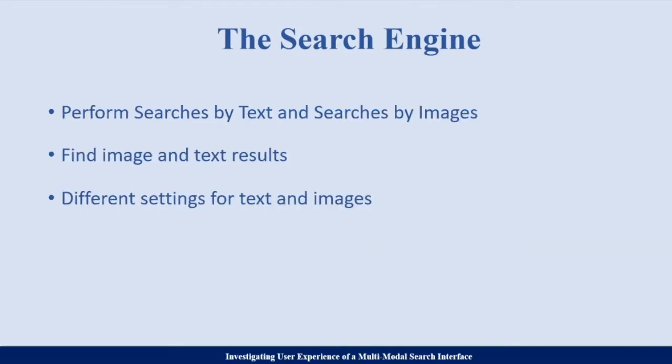The search engine is able to perform searches using text queries and image queries in order to get back text and image results that match that query, or in other words, are relevant to that query. There are different sets of settings available to you, depending on whether you'll be searching with text queries or whether you will be searching with image queries. These will be explained later.